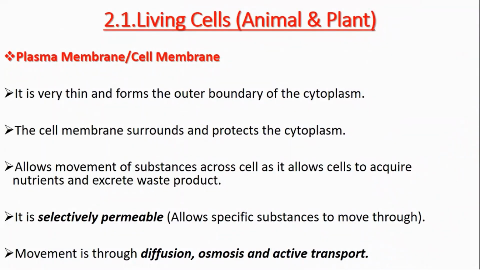It also allows for substances to move in and out. As I've said, it allows nutrients to enter and waste products to exit. It is also said to be selectively permeable. It means that it allows specific substances to move through. Not everything can just enter and exit the cell through the cell membrane. It selects what can move through. It is selectively permeable. This movement that I'm talking about is through diffusion, osmosis, and active transport.